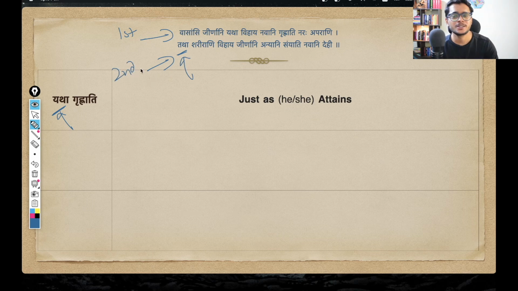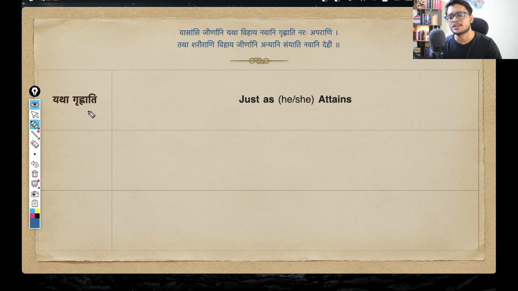And then you can also see in between both these lines, first and second, there are so many words that are common. Jirnani, Jirnani. Then you have Navani, Navani. Then you have this Vihaya, Vihaya here also. Okay, and then you have a Kriya Pada Grihnati, and here you have a Kriya Pada Samyati. Both of them essentially convey the same thing. That is what I mean when I say grammatically it is very easy to approach, because if you can decode the first line, then very similar is the second line.